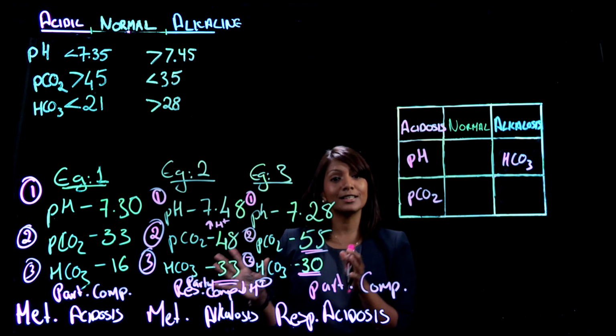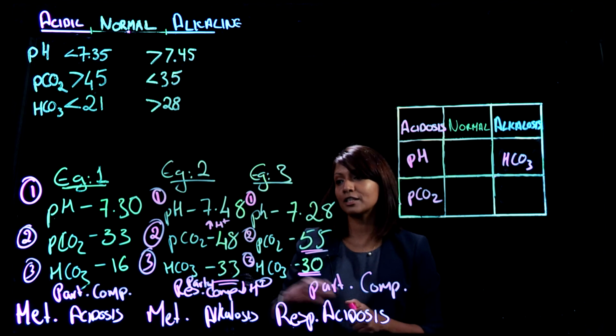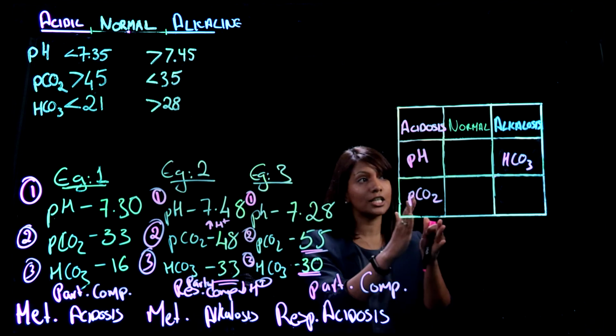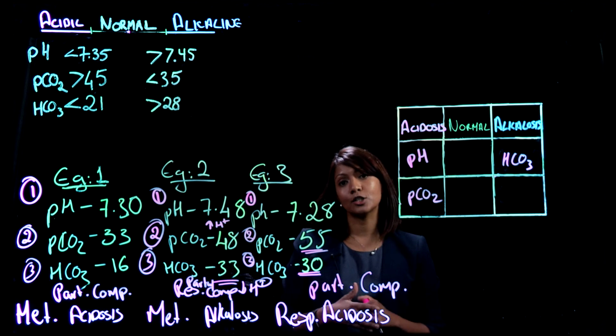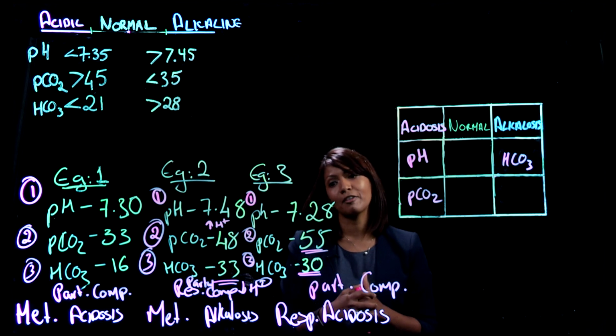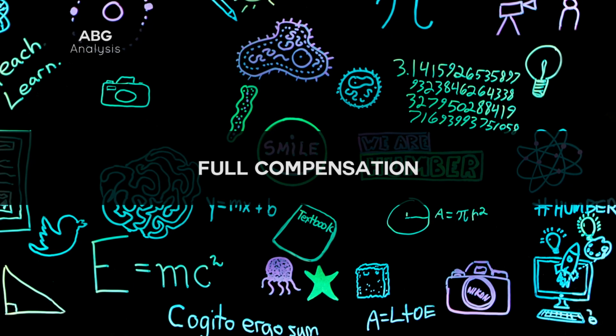And once you've figured this out, our next step is to look at fully compensated. If these processes continue on, what does that entail? It means that would lead to full compensation. So we'll go through some examples of blood gas analysis on full compensation next.